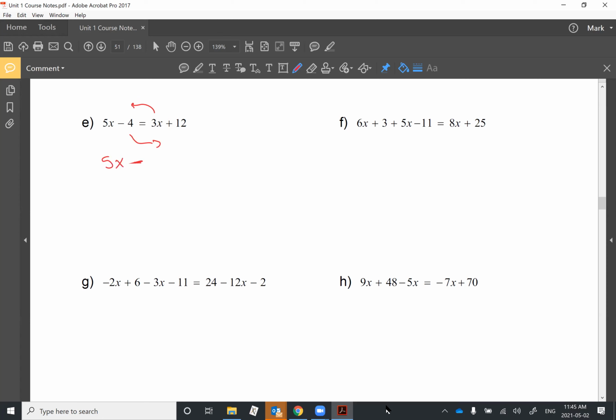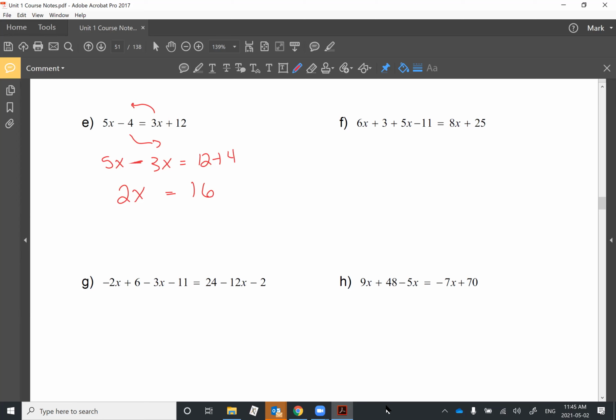5x minus 3x equals 12 plus 4. Everything looks good, right? Nothing too hard here. 5x minus 3x is 2x. 2x equals 16, so x equals 8. All right, well, let's check it out. 12 plus 4 is 16. I'm looking at this now, and I think 8 is right.